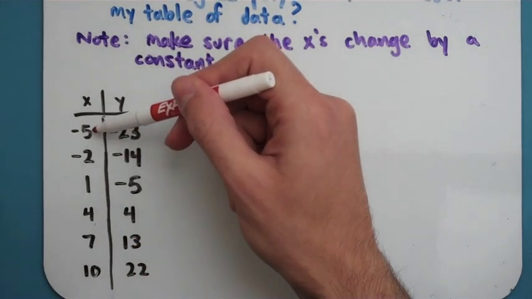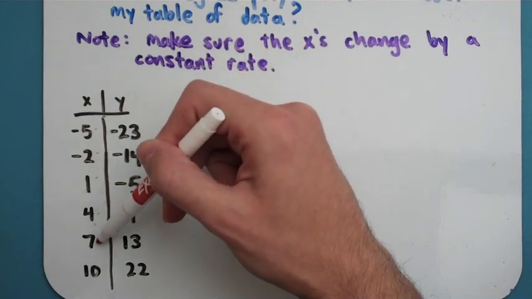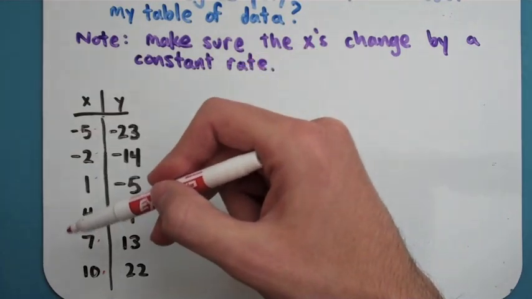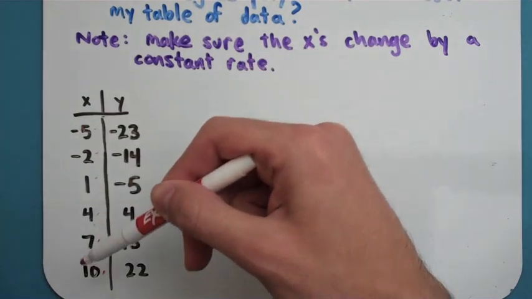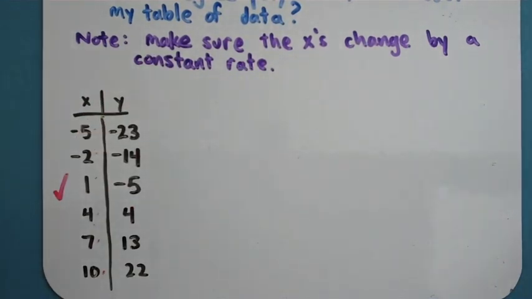If you look at this, negative 5 plus 3 gets us to here, plus 3, plus 3, plus 3, plus 3. We're going up by 3 each time on the x's, so these are going by a constant rate of 3. That's good. That means we can do this process. If these numbers had been jumbled, where it didn't just go up by the same number each time, you just couldn't do the thing I'm going to teach you in this video. So always do a quick check to make sure the x's are going up by a constant rate.